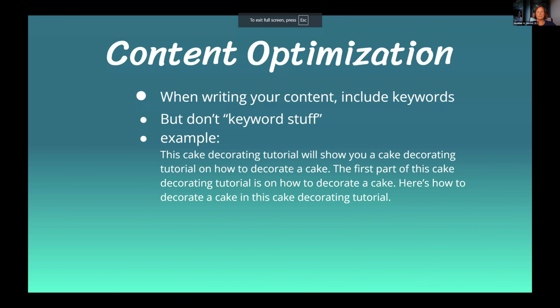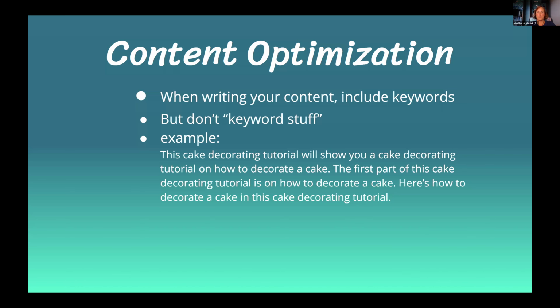Okay, so content optimization. Cindy started talking about this just a little bit, so that was a great introduction. When you're writing your content, you want to include your keywords, but you don't want to include them too much. You don't want it to sound unnatural. Including them too much is called keyword stuffing. And now Google is so smart that it can find keyword stuffing and it'll actually rank you lower in searches if you use keywords too much.